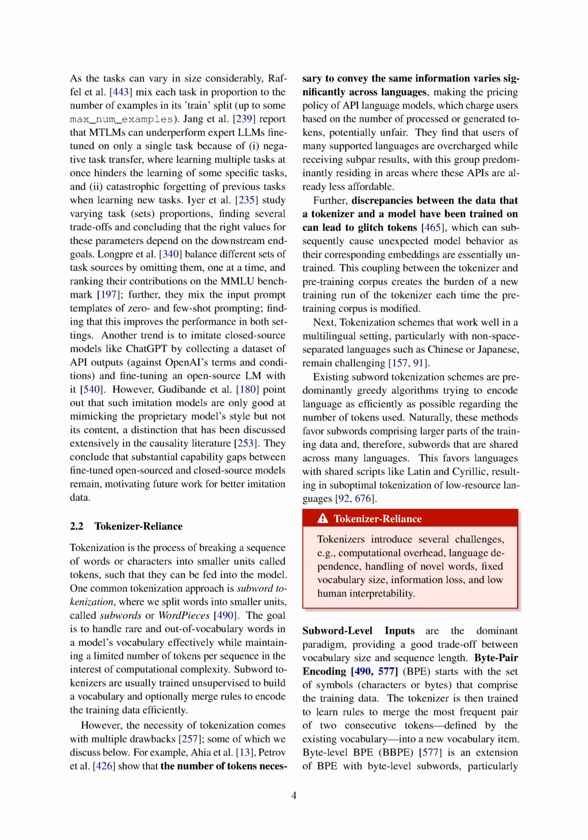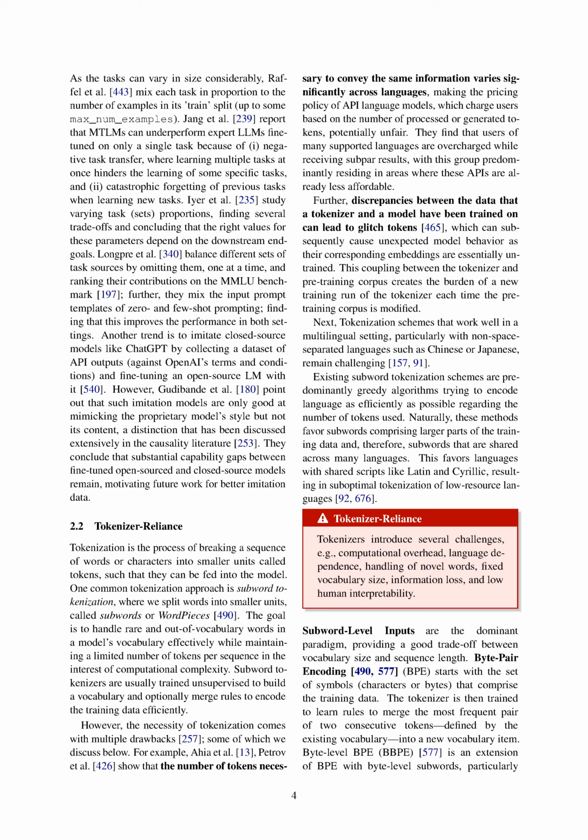Section Summary. Tokenization is the process of breaking text into smaller units called tokens, and subword tokenization is a common approach that splits words into smaller units. However, tokenization has drawbacks, such as varying token requirements across languages, leading to unfair pricing for API language models. Additionally, discrepancies between the tokenizer and model training data can cause glitch tokens and require retraining the tokenizer. Tokenization schemes also struggle with non-space separated languages and tend to favor languages with shared scripts, resulting in suboptimal tokenization for low-resource languages.